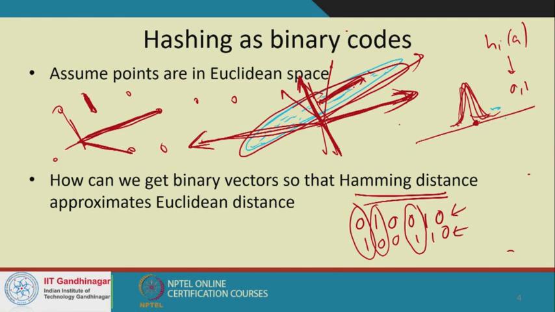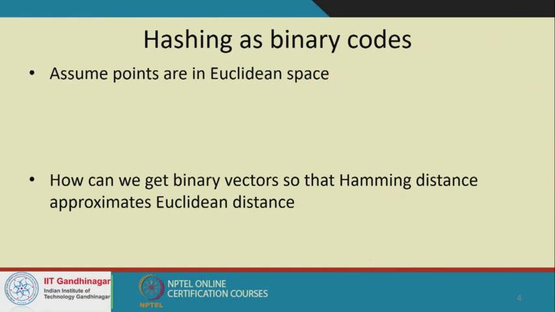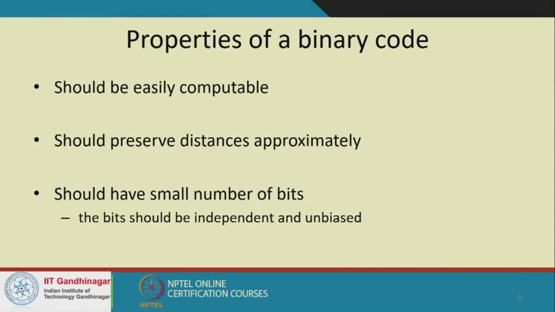If I have this formulation, why not use the property of the input data set? The input data set is already with us. So the question is, can I try to find such binary codes by solving an optimization problem? Before we write down the optimization problem, let us see what properties we want from such a binary code. Number one is fairly obvious: the binary code should be easily computable. Computing it should not be very computationally expensive.